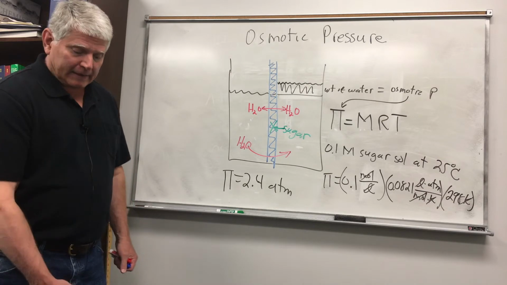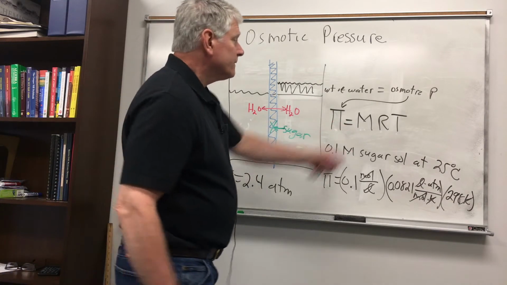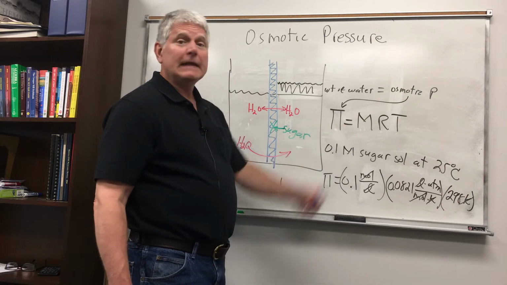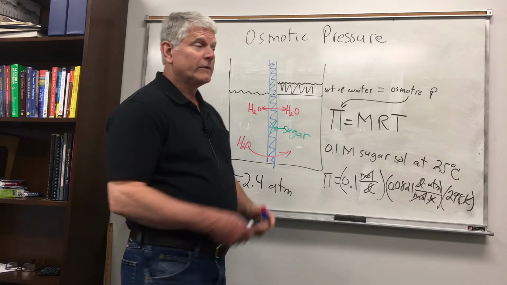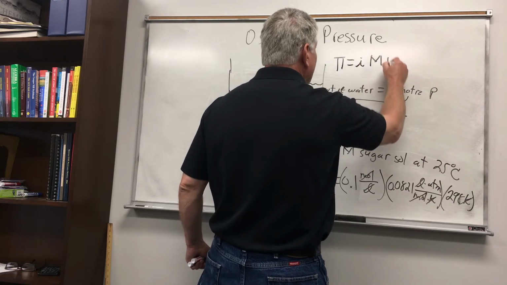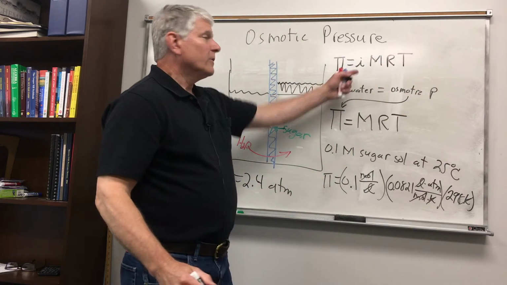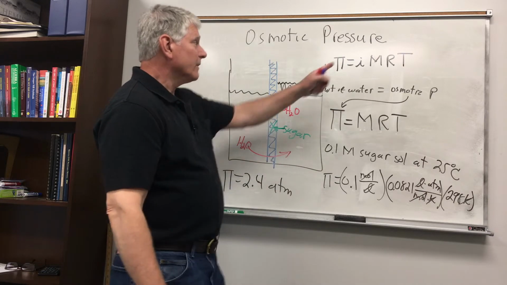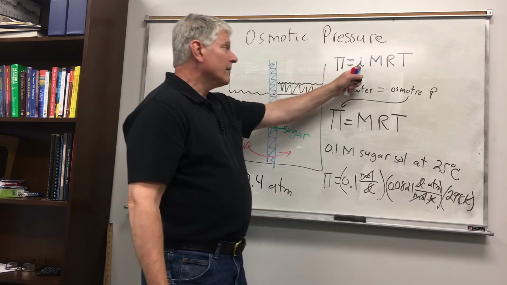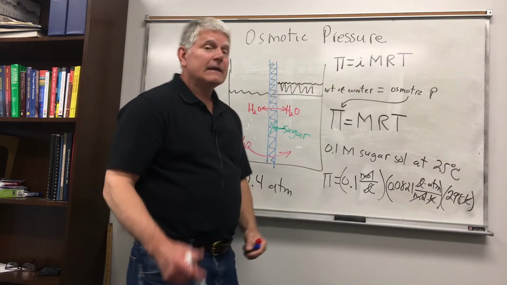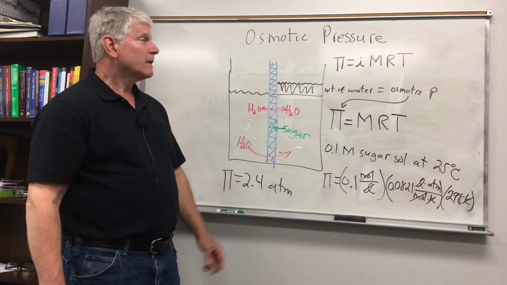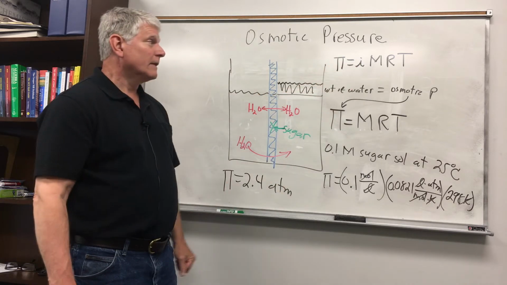Now, if we had a salt solution like sodium chloride, again, the osmotic pressure depends upon only the molarity of the solute particles. And so if we have a salt solution, we would use the Van't Hoff factor, i. So if we had sodium chloride instead of sugar here, i would be 2. If we had magnesium chloride, i would be 3. So remember to take into account the dissociation of the solute when it dissolves and the solution is formed.